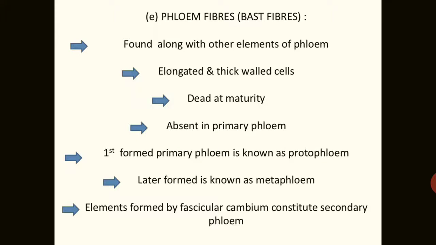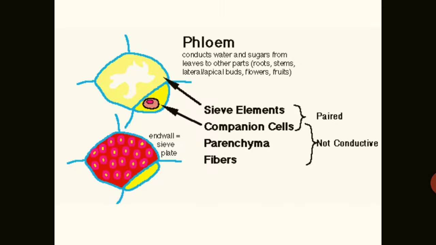The last one is the phloem fibers. They are also known as bast fibers. They are found along with the other elements of the phloem, and are very elongated, thick-walled cells. After maturity they become dead, and they are absent in the primary phloem. The first-formed primary phloem is known as the protophloem, and later it is known as the metaphloem. These elements are formed by the fascicular cambium and also constitute the secondary phloem.